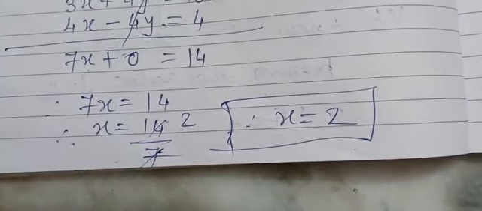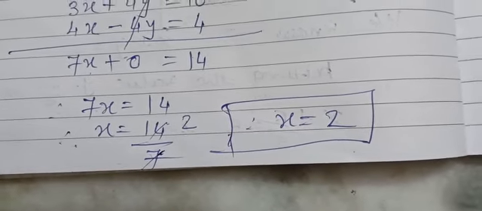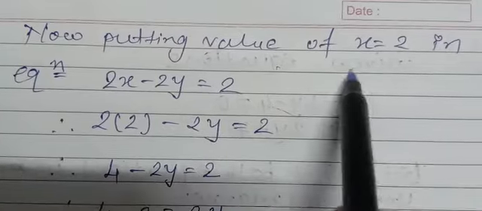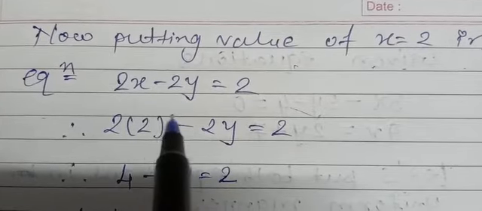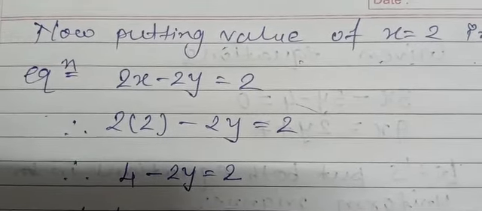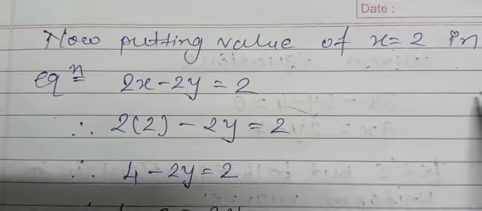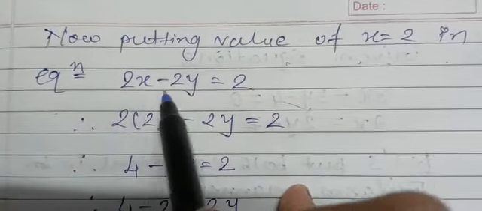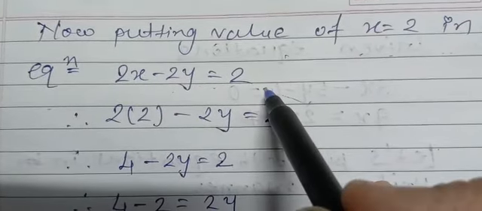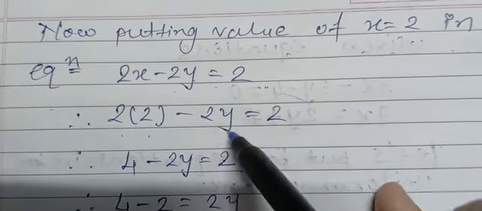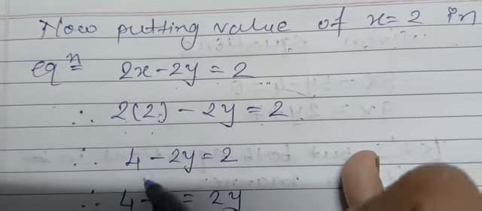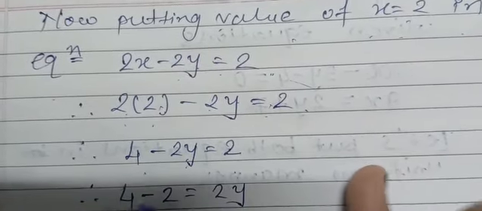Now we have one variable known to us, x is equal to 2. We can put this value of x in any of the given equations. Whether you put the value in equation 1 or equation 2, it doesn't matter. I am putting it in equation 2, 2x minus 2y equal to 2, which is given in the question itself. 2 into the x value 2, minus 2y equal to 2. So 4 minus 2y equal to 2.